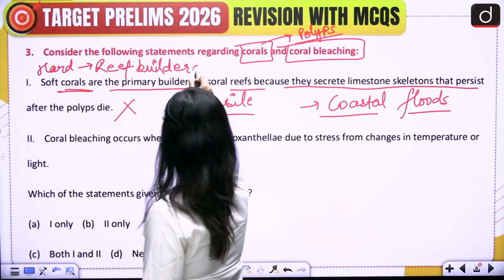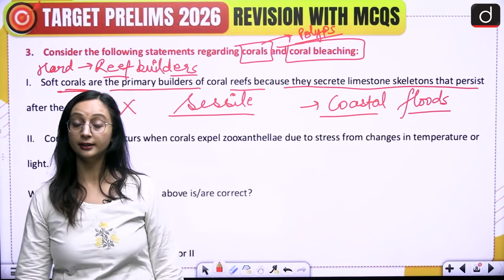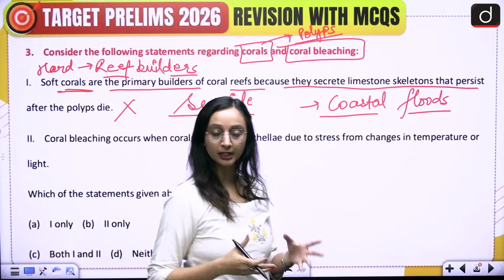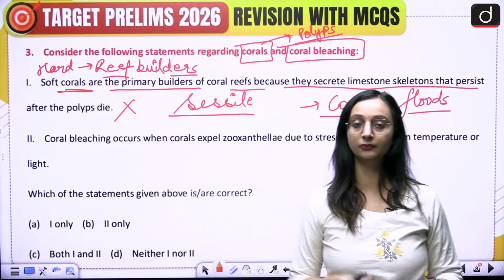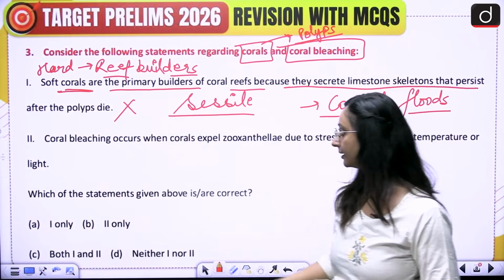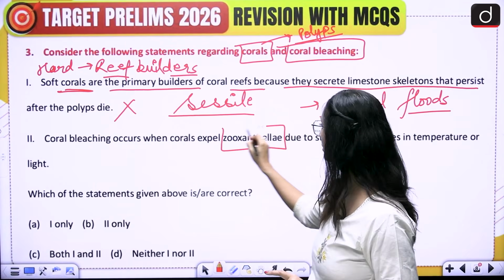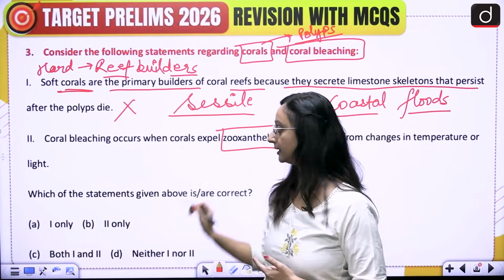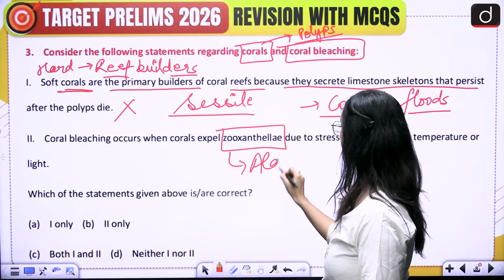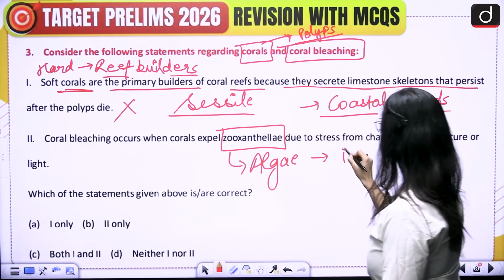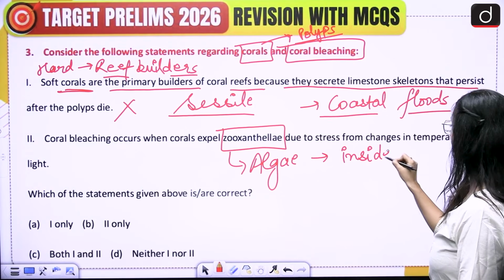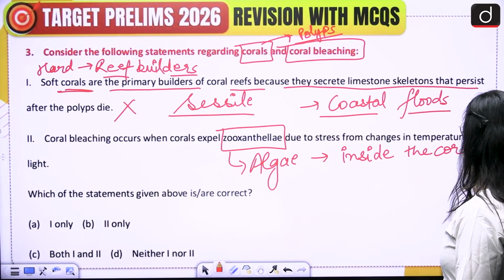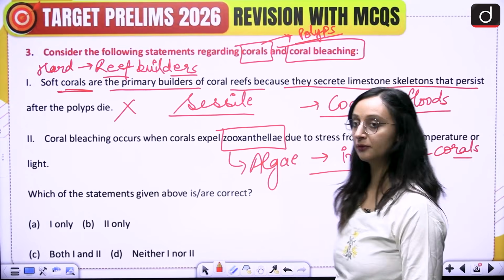Hard corals are the reef builders. Then again, an interesting association, a symbiotic association, is found between these corals and zooxanthellae. Zooxanthellae is an algae that is found inside the corals. Now this is a symbiotic relationship, so both have to benefit.